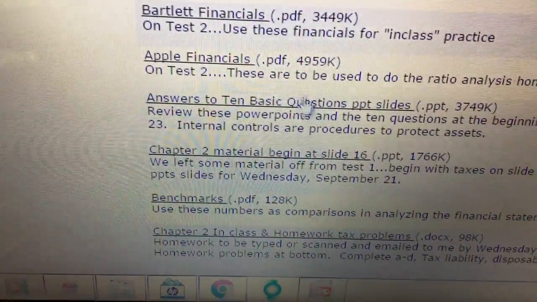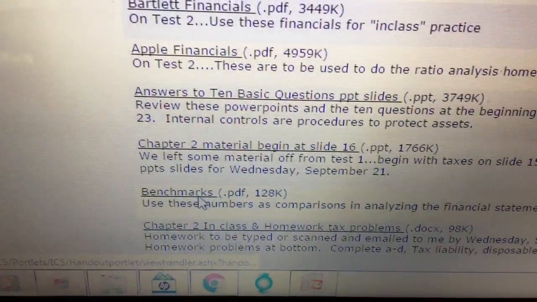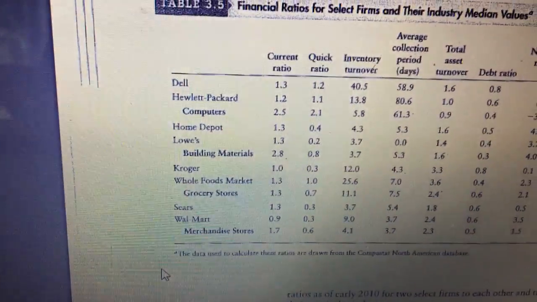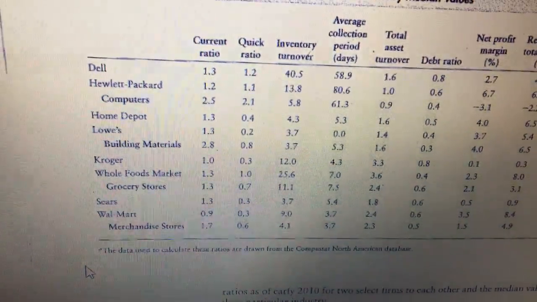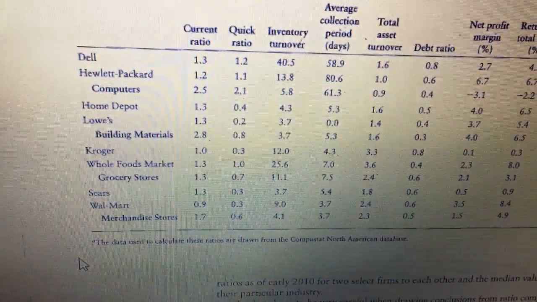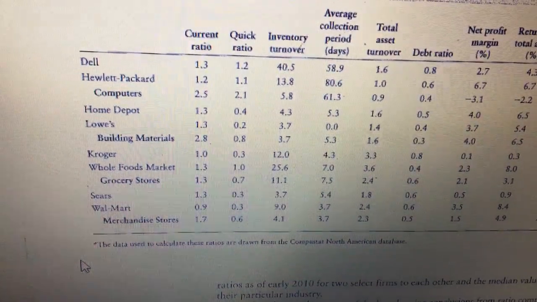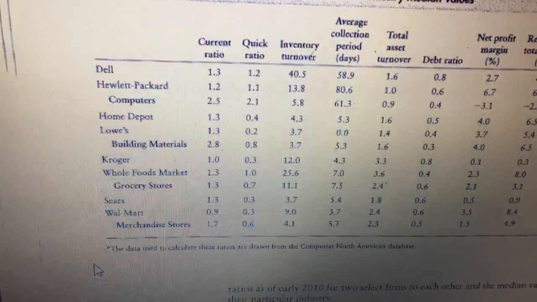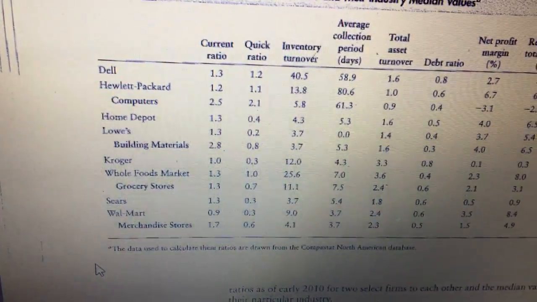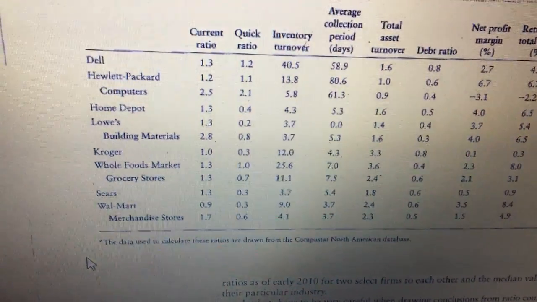For today's class, you will also need the benchmark to do some comparisons. I have mine pulled up, but you need to pull up a copy just so you know what it is. These are numbers that you compare ratios to. Ratios are 2 numbers from a group of financial statements, a numerator and a denominator. Sometimes you get a percentage. Sometimes they're expressed in days or times. I'll show you some of that. But then you have to compare it.